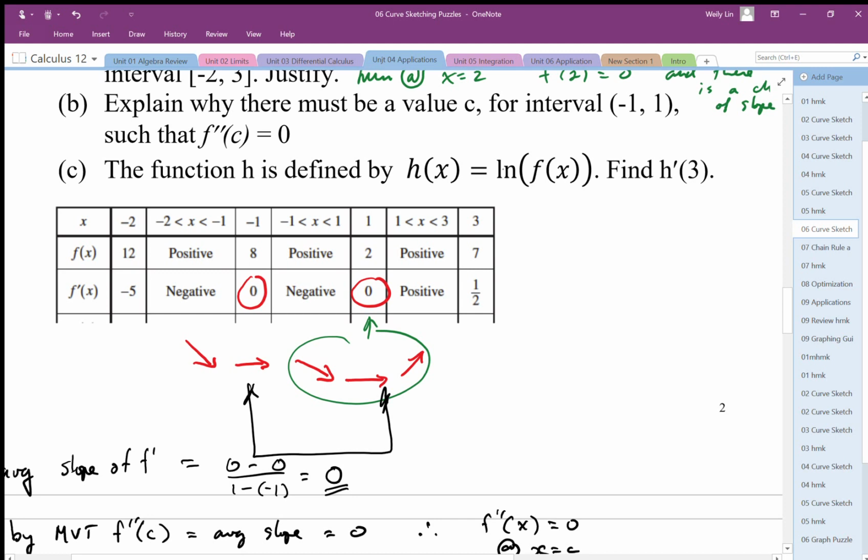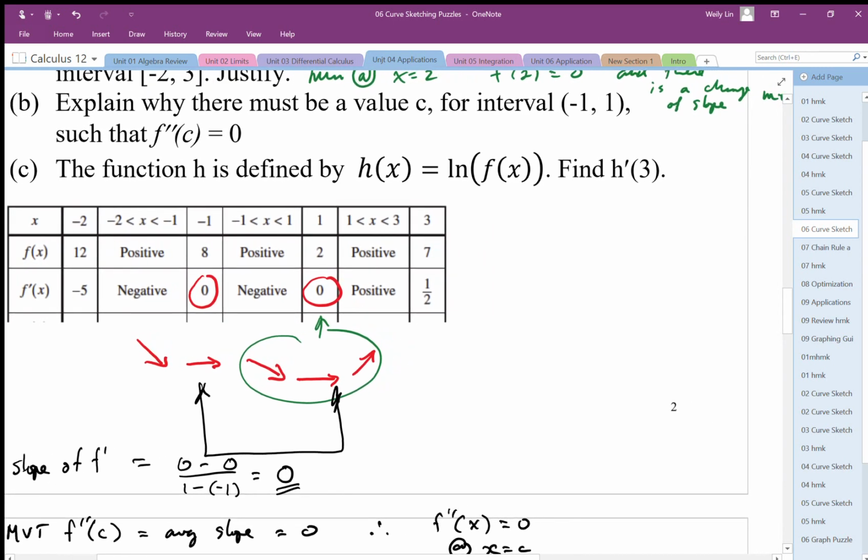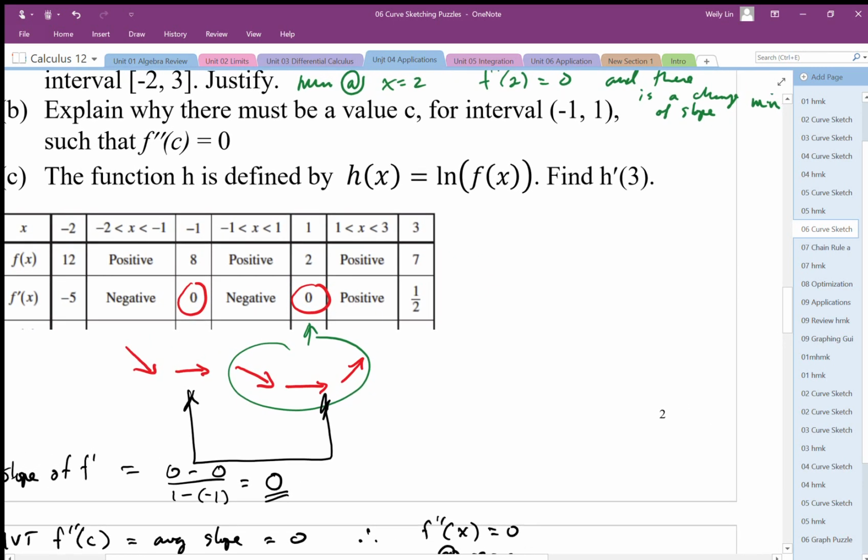Okay, so part C then, the last part here. Function h is a composite function, so we have f embedded inside the log function. It says find h prime of 3. So first of all, this is something that we want to differentiate using the notation. So I'm going to say h prime is equal to 1 over f of x, and then applying chain rule, f prime of x.